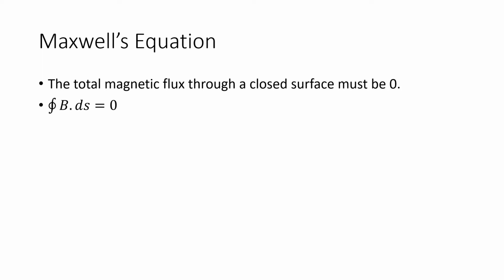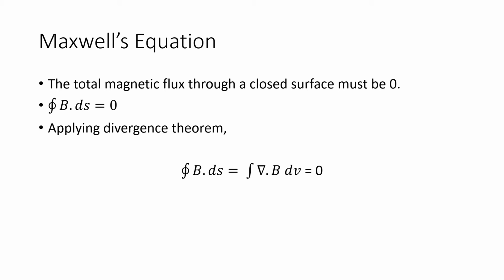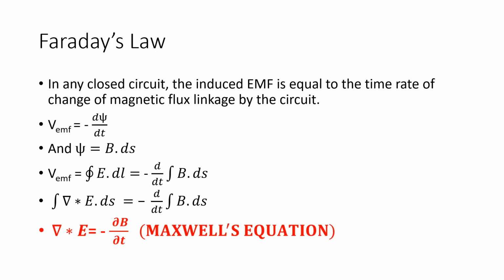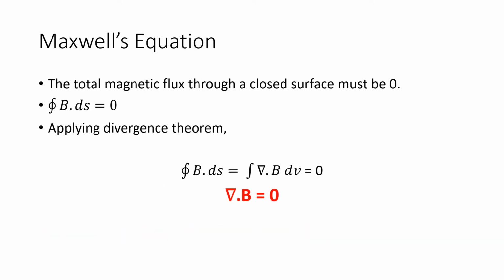Again you can apply divergence theorem. You will get volume integral of del dot B will be 0, and from this you can learn del dot B is equal to 0. This is one Maxwell's equation. Del dot B is equal to 0. So from Gauss law you learn that del dot D is equal to rho, and here you learn del dot B is equal to 0.